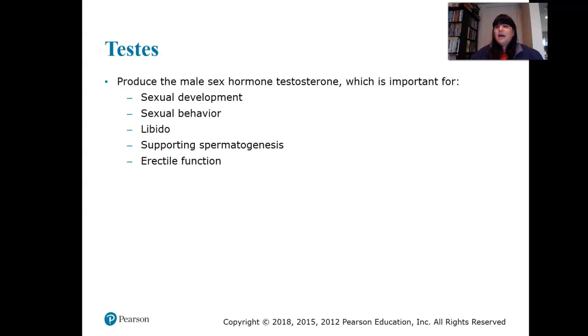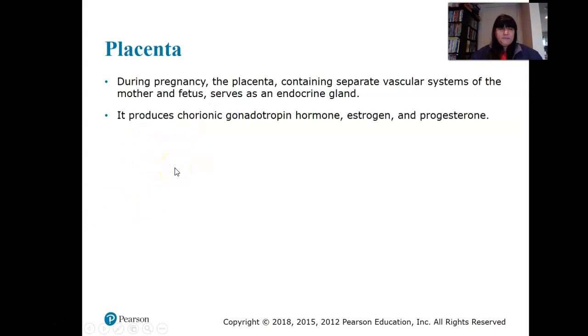Testes, right? Not only is it involved in testosterone, but also spermatogenesis, meaning sperm production, but also with sexual behavior, libido, erectile function. Placenta. Usually we don't talk about the placenta, so it's really interesting that the book has this in here, right? The placenta is made out of mom, maternal tissue, and the baby's tissue. It's kind of a combination of the two.